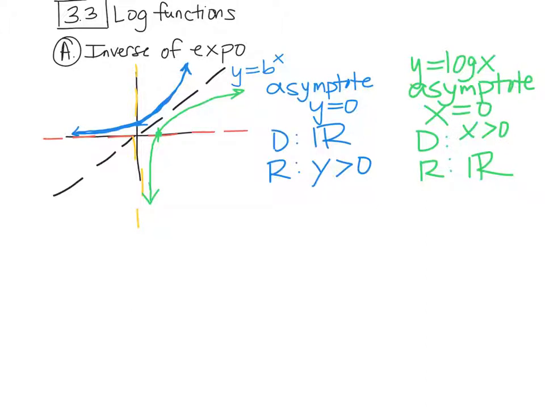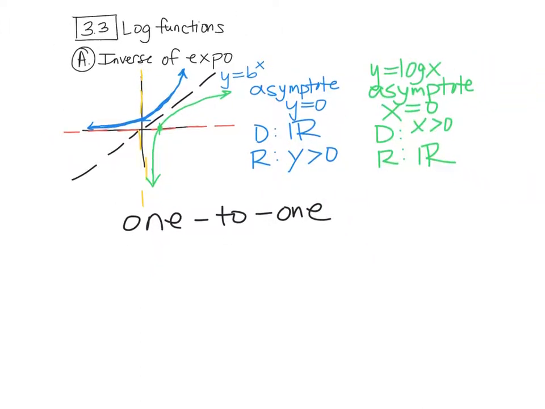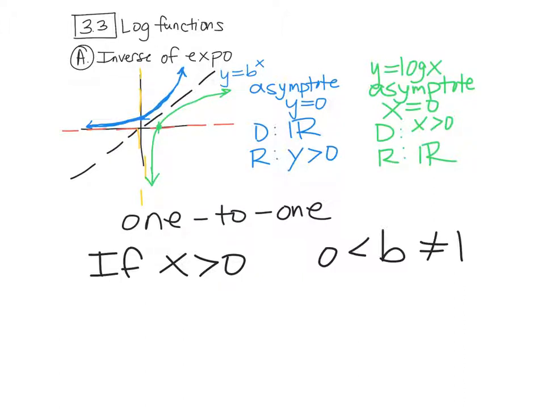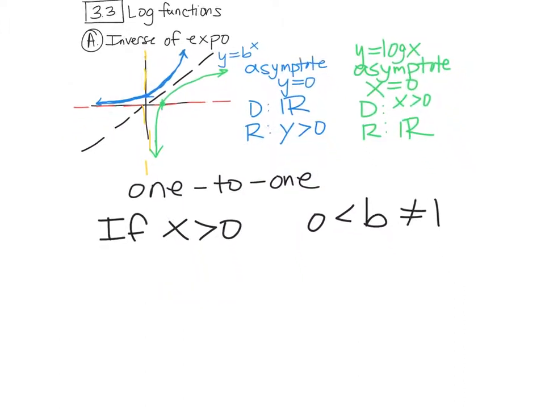Now, notice a couple of things. Both graphs are one-to-one, which means they both pass the vertical and horizontal line test. They're both functions. The inverse and the original graph are both functions. If x is greater than 0 and b is greater than 0 but not 1, then we get this.